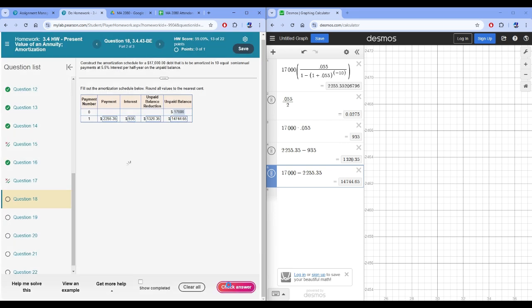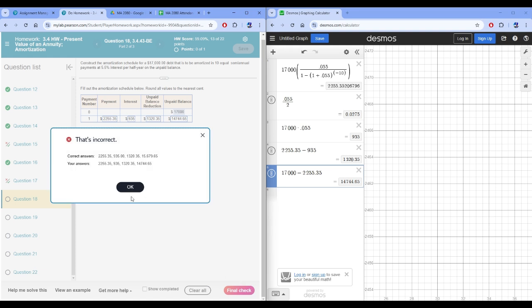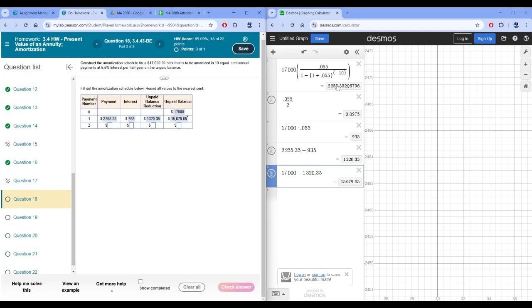I literally did. How off am I? That was right. That was right. That was right. This one was way off. Oh, it's just minus the 1320.35. It's just minus the unpaid balance. Okay, I can deal with that.